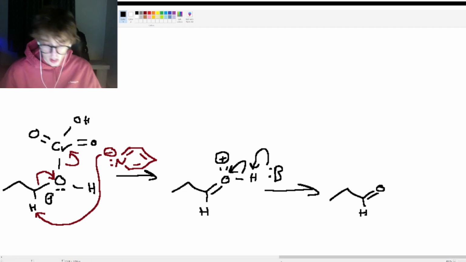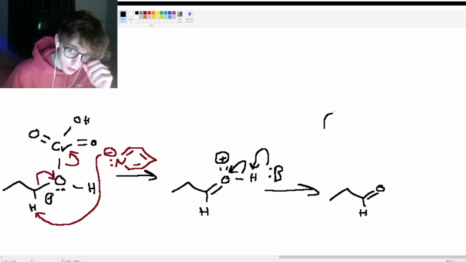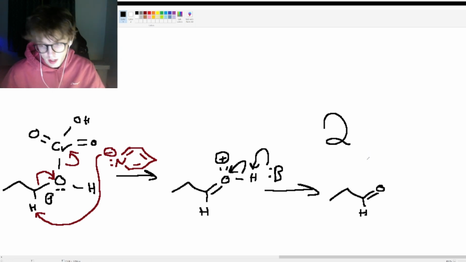And if this was to be done under similar conditions to a secondary alcohol, you'd get the same product here. Just it would be a ketone. So quite simple.